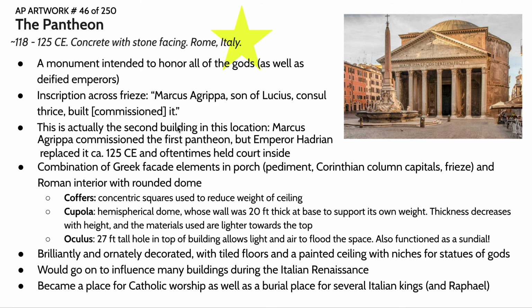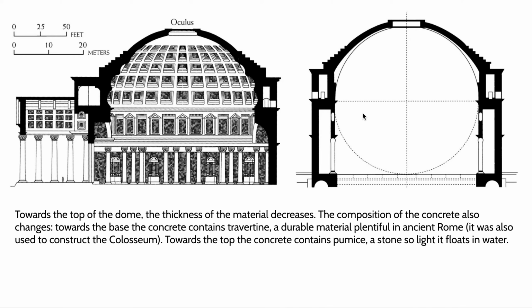So this dome at the base had walls that were around 20 feet thick. The thickness decreases with height as you go taller in the dome, and the materials are actually lighter towards the top. So you'll notice at the base here it's a lot thicker, and then as you move towards the top, the building is getting thinner. Interestingly, the materials that were used in the concrete to build the Pantheon actually differed in composition based on how high you went up.